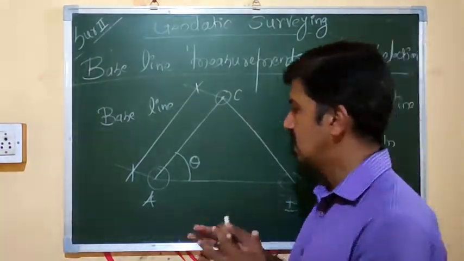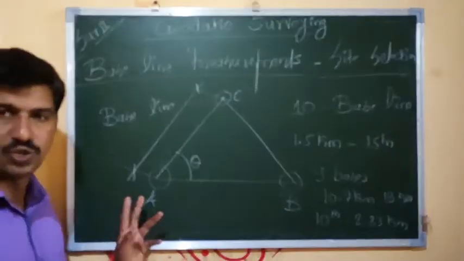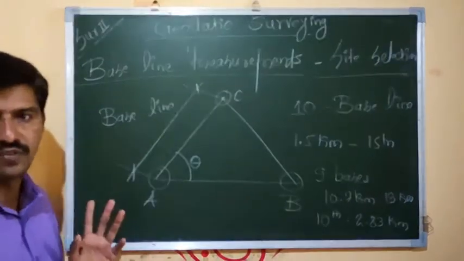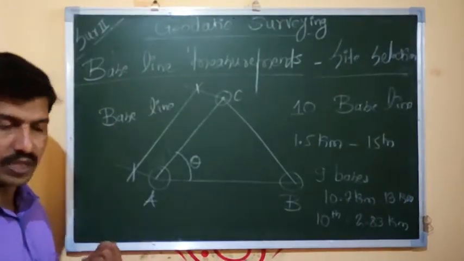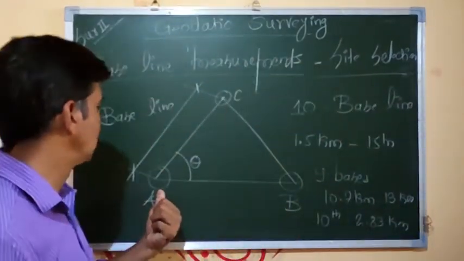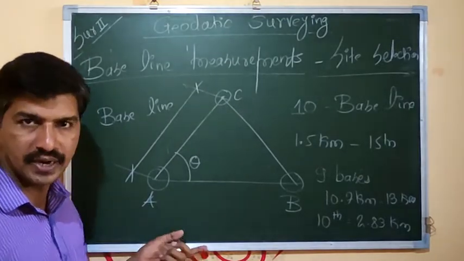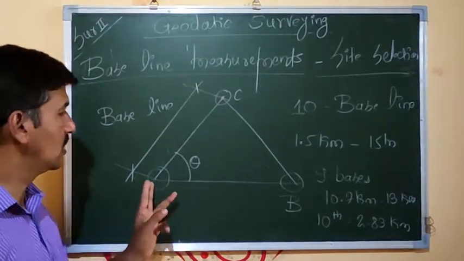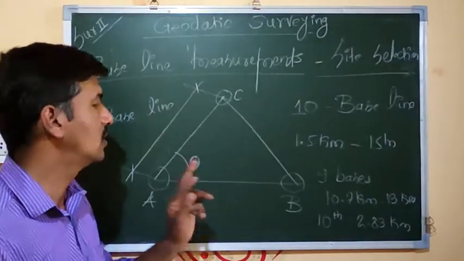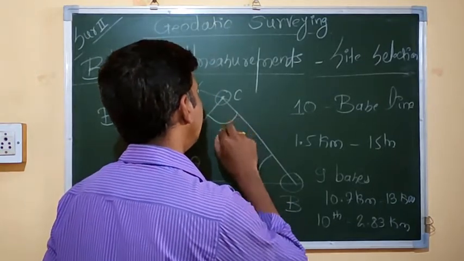So particularly, we require A and C to be easily accessible. It should be free from any obstructions. And the triangles that we are going to make should be well shaped triangles. Say A, B and C should be well shaped triangles, so that we can easily find out the remaining angles. Let us suppose theta 1 and theta 2.